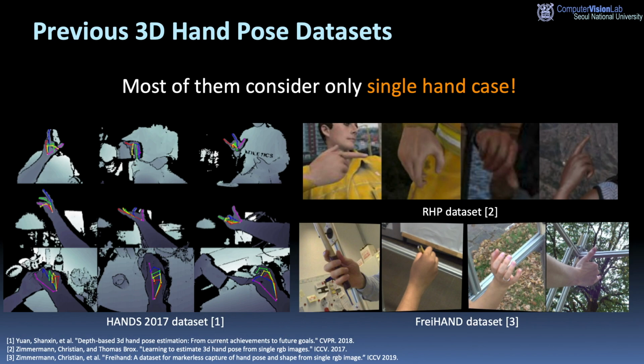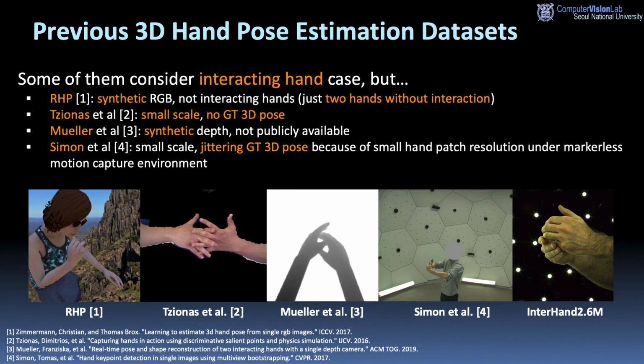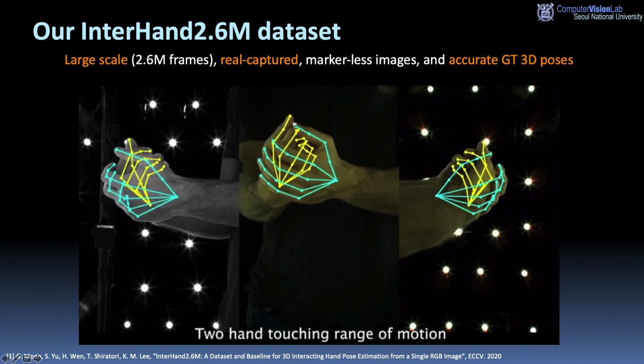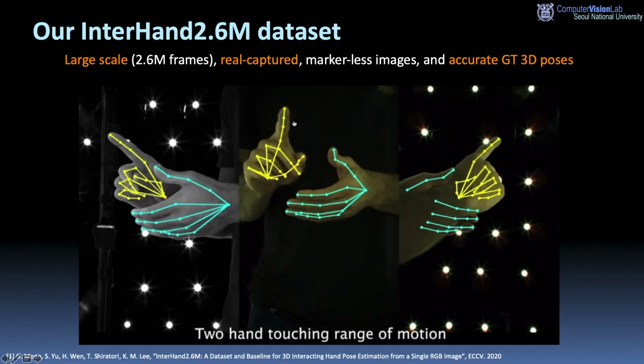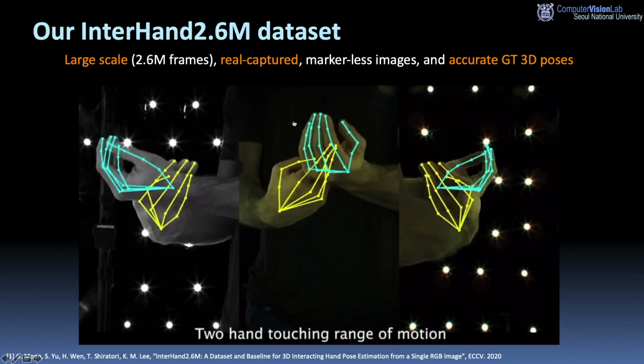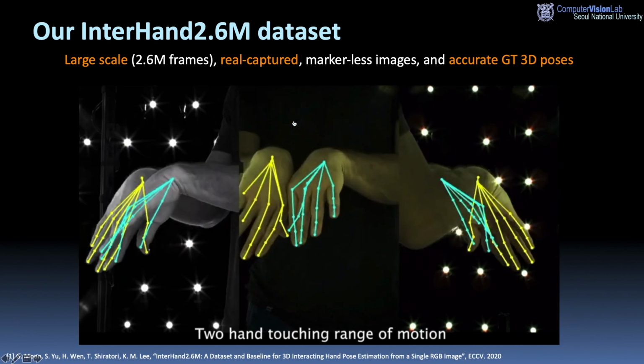Most of the previous 3D hand pose datasets have only considered the single hand case. Some of them consider the interacting hand case, but they have synthetic RGB images, small-scale images, or jittering ground truth 3D poses. In contrast, our InterHand2.6M dataset contains large-scale, real-captured, and markerless images and accurate ground truth 3D poses.